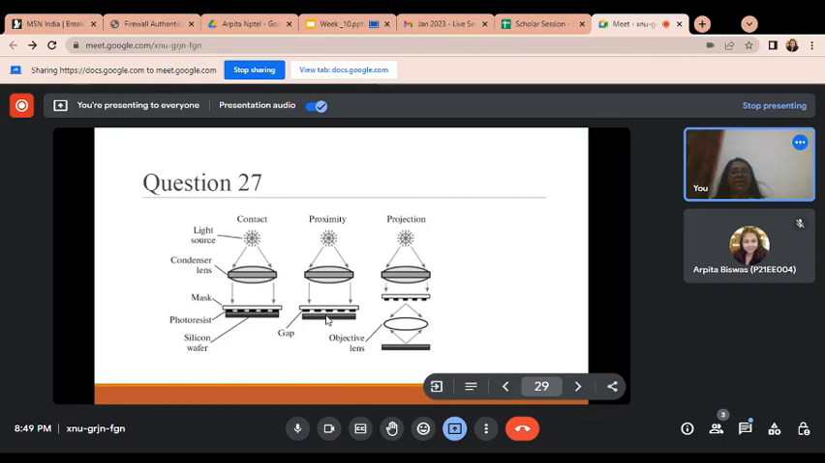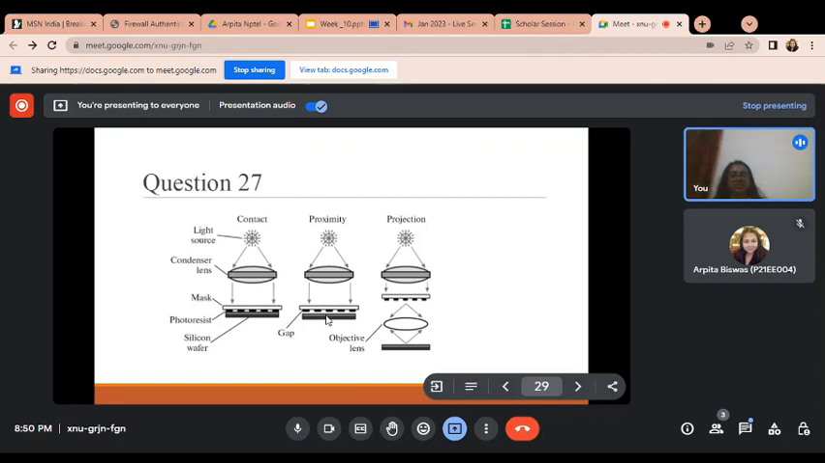So what happens in this projection printing lithography process is that there is a light source which passes through the condenser lens, then goes to the mask. Then, in between the mask and the wafer, there is a lens present, the objective lens. And what is the need of this objective lens? It reduces the feature size. The pattern is transferred from the mask to the underlying layer, and it reduces the size. That's why the projection printing lithography process is used.